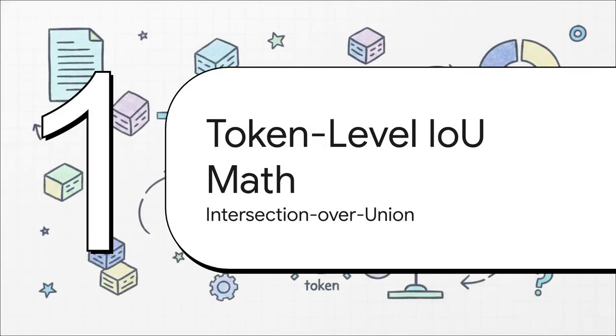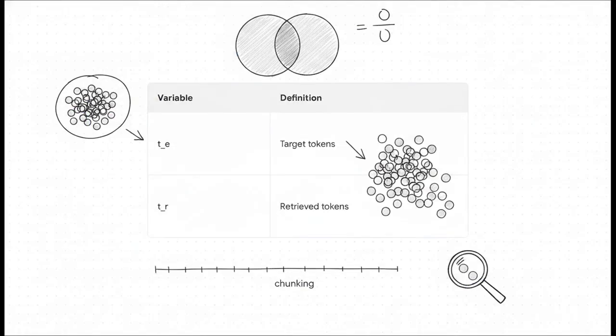Moving right along to section 3, token-level intersection over union math. Let's get into the numbers. To actually solve this fragmentation problem, we have to completely overhaul our evaluation math. We need to establish a framework that actively guards against context dilution. We do this by defining two critical sets of variables. First, TE, which represents the set of gold standard target tokens, the absolute, perfect, exact facts we need. And second, TR, which represents the returned or retrieved tokens, basically everything our system actually yanks out of the database.